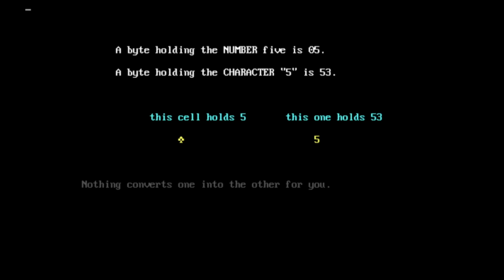There they are, 2 bytes side by side, and they are not the same picture. The left one is a club, not a 5, a club, because in this font code 5 is a club. The right one is the digit, and its code is 53. So the number 5 and the character 5 are different bytes, and nothing on this machine will ever turn one into the other for you.